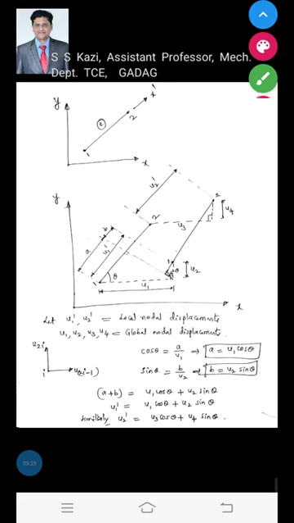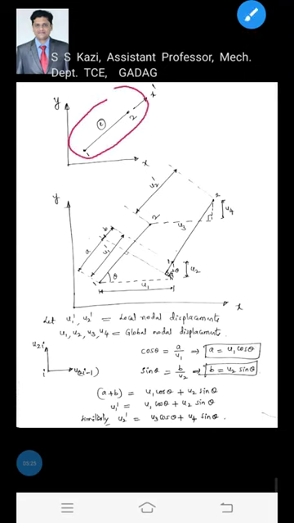Now, if you consider a single element of a truss, this figure shows it having two nodes 1 and 2, and the local coordinate is the one which passes through these nodes 1 and 2, that is x dash. x dash is the local coordinate, and the global coordinates are x and y.